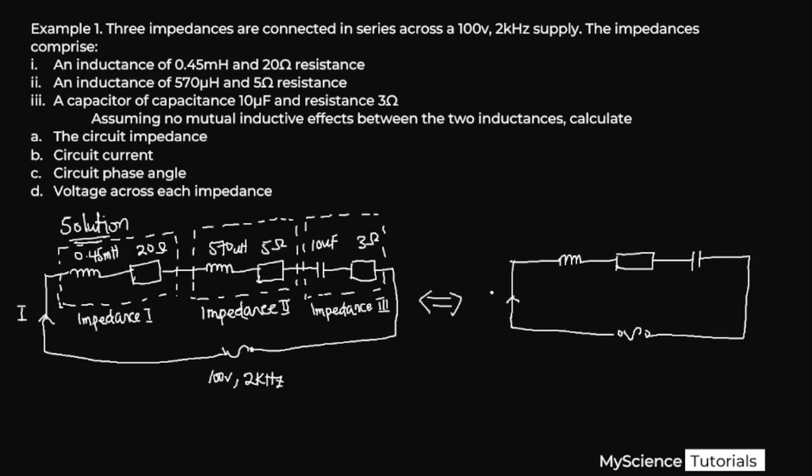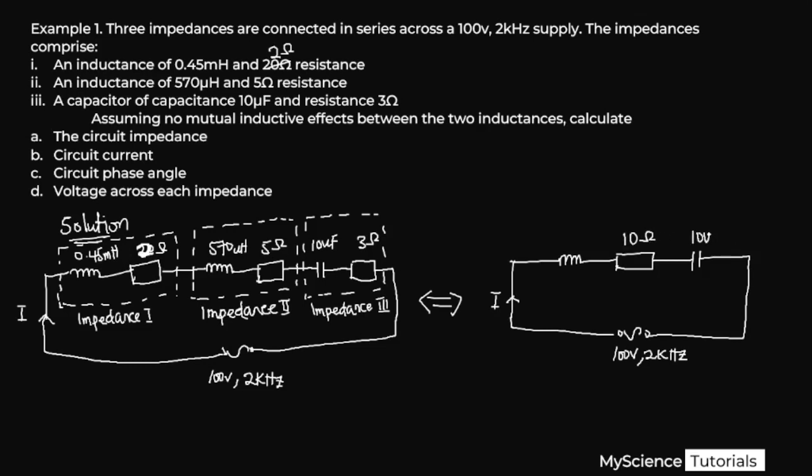We have our current I in this direction. We have our 100 volts, 2000 hertz frequency supply here. Then our resistors: the total resistance of this circuit will be the sum of the first resistor, the second resistor, and the third resistor. Apologies, this is supposed to be 2 ohms, just 2 ohms, not 20. So we have 2 plus 5 plus 3, that's going to give us 10 ohms.